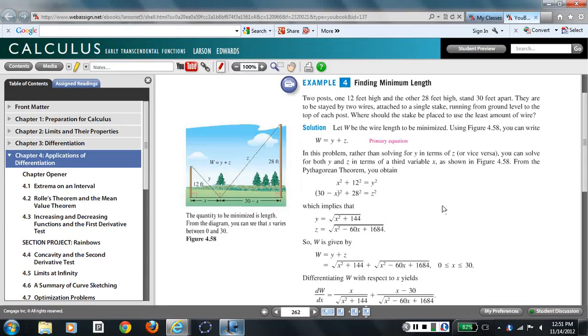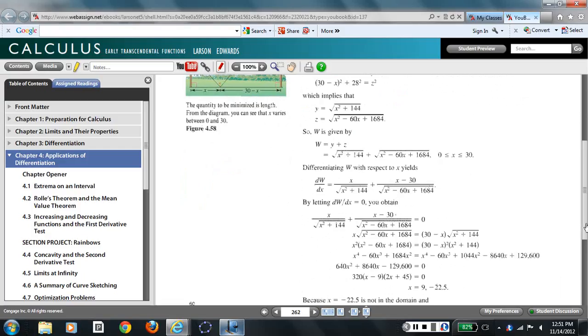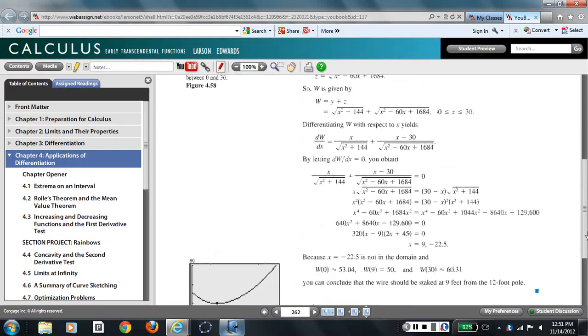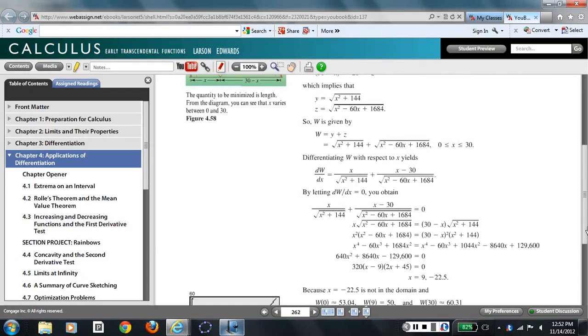We'd like Y plus Z to be a minimum, and find the value of X that makes that happen. That's a good looking problem. A little bit ugly there toward the end, but it ends up being a polynomial. What's special about X equals 9? Maybe nothing. I actually kind of like that one.